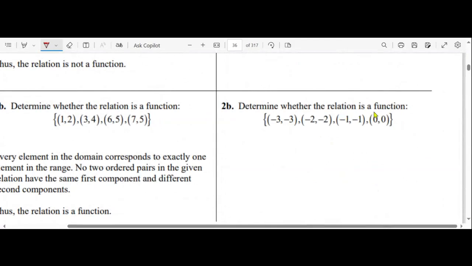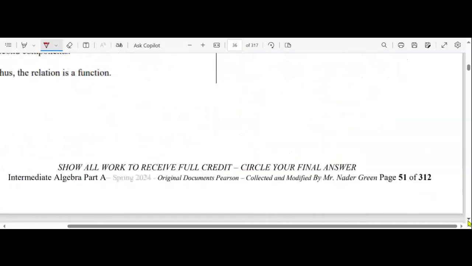Determine whether the relation is a function. Is x repeated? No, it is not repeated. Then it's a function. Clear? Move on.